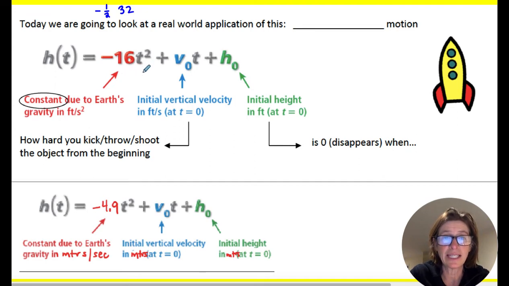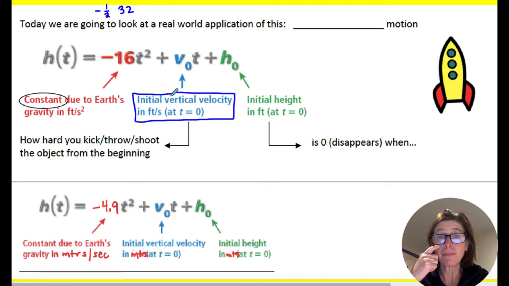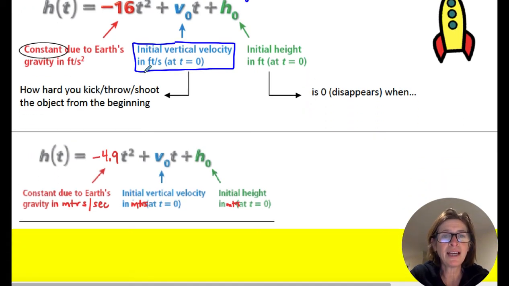So negative 16 t squared plus v sub 0 t. So v sub 0, I've given to you and you just didn't realize it. That's actually the initial velocity of the object in feet per second. And h sub 0 is the initial height in feet. And we know that to be the y-intercept. So every time we've graphed it, we've pointed out that was the starting amount. That's actually the initial height, okay? So think of the initial velocity as maybe how hard you kick, throw, shoot the object from the beginning, okay? And the initial height is basically where it starts, that starting height.